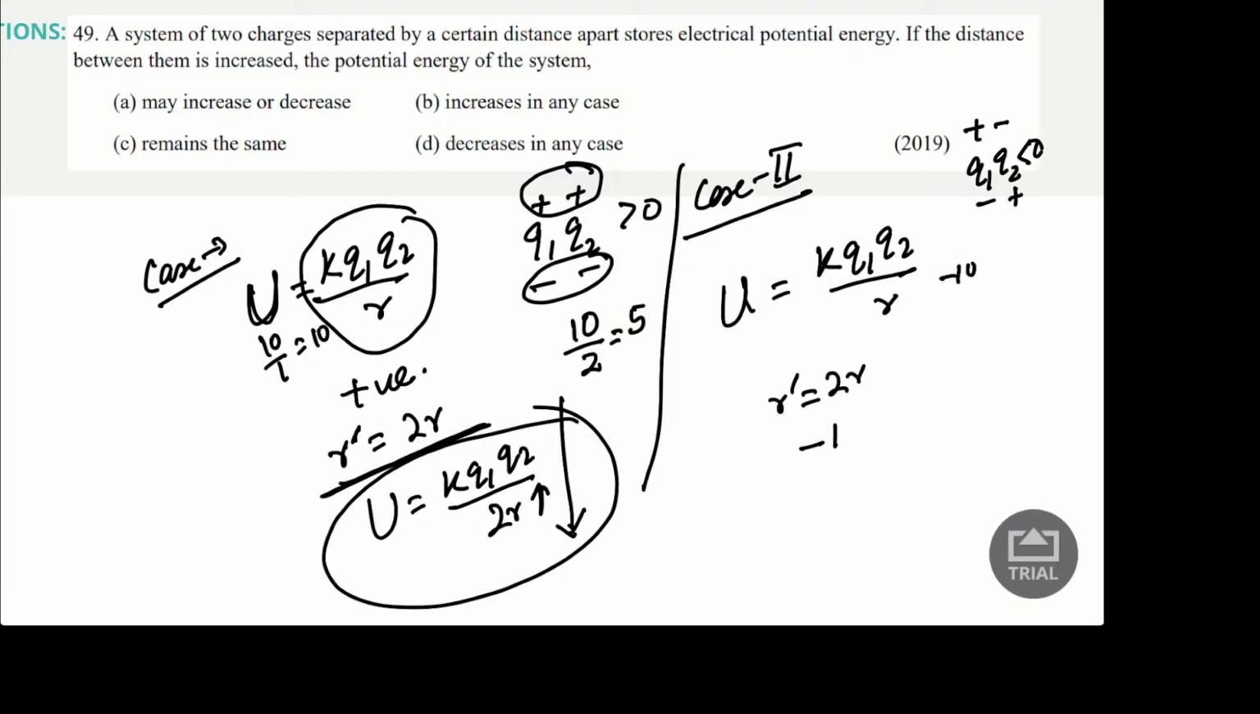Now here you had minus 10 by 1. Now you are again increasing the distance. So which one is bigger, this one or this one? Here the value increases since it is negative. Yes or no? Clear? So unless they mention the charges, we cannot say whether it will increase or decrease. Got it, Samiksha ma'am?